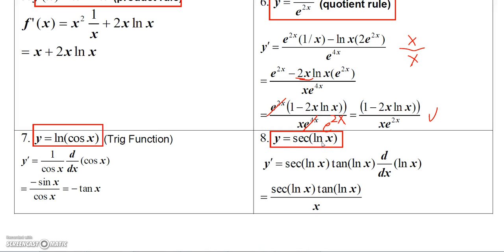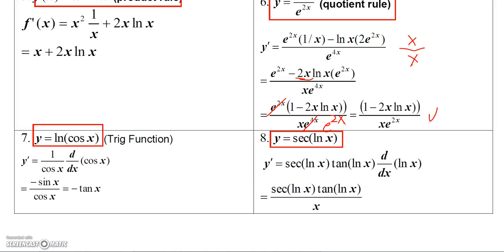If you go back and look at your formulas, the derivative of secant u is secant u, which is this, times tangent u, which is this, but then you have to multiply by the derivative of u, and what's our u in this case? Natural log of x. So multiply by the derivative of natural log of x, and now what's the derivative of natural log of x? 1 over x, right? So if you take this and multiply it by 1 over x, you'll just get secant of natural log of x times tangent of natural log of x all over x.